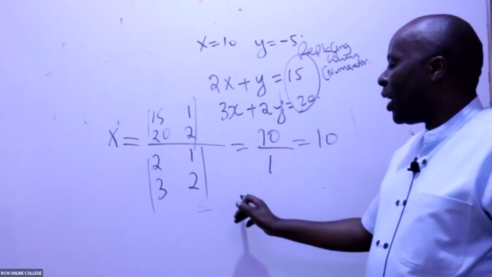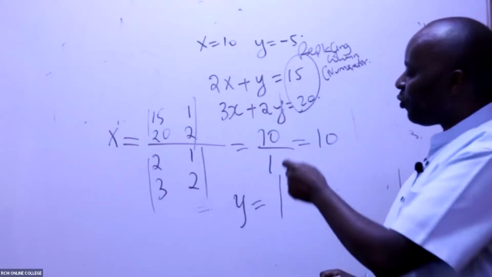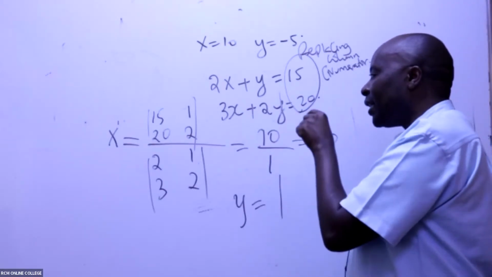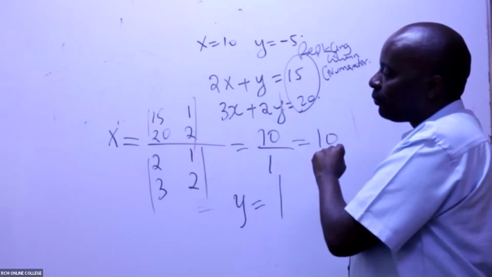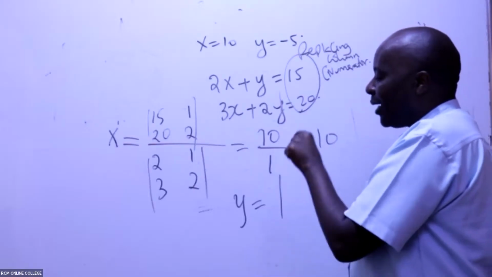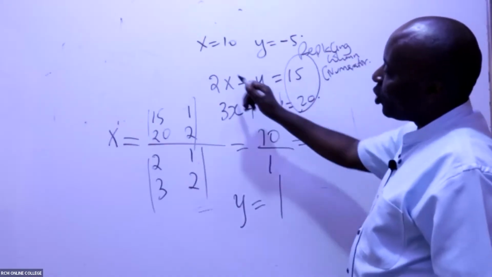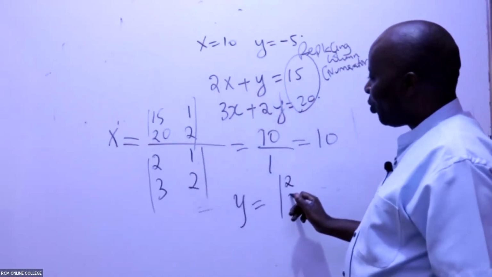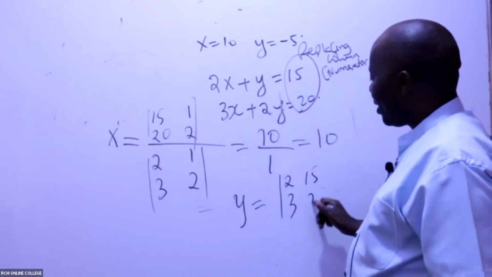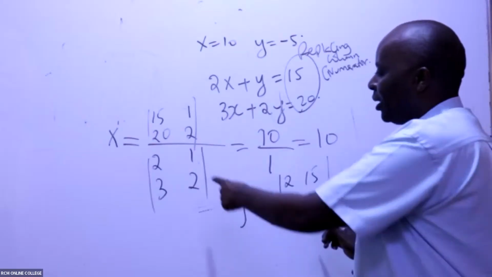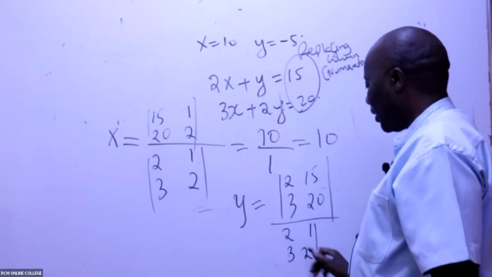Already I've done x. Now I'll be able to go to y. So how do I get y? Very, very easy, numerator. If they want me to find the value of y, it is the column of y that will disappear. Remember that y is column number 2, so column number 1 remains. So we have here 2, 3, and then the column of y is replaced with 15, 20, over this denominator. The denominator doesn't change: 3, 2, like that.